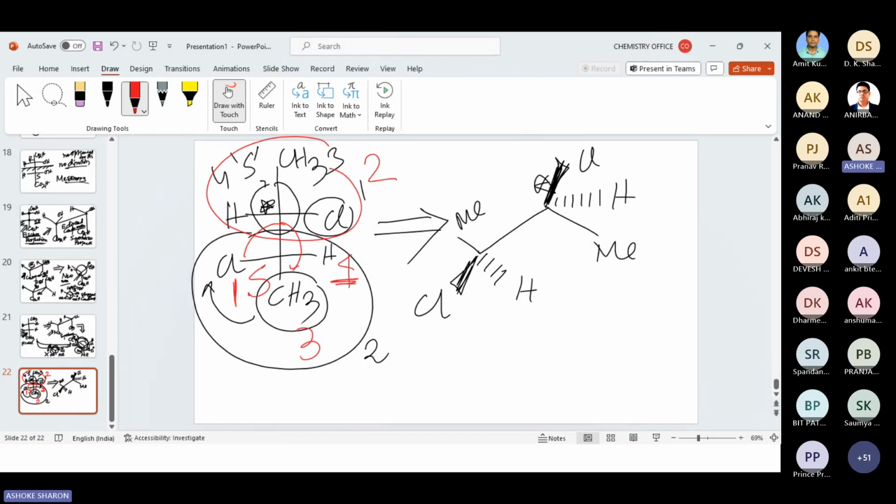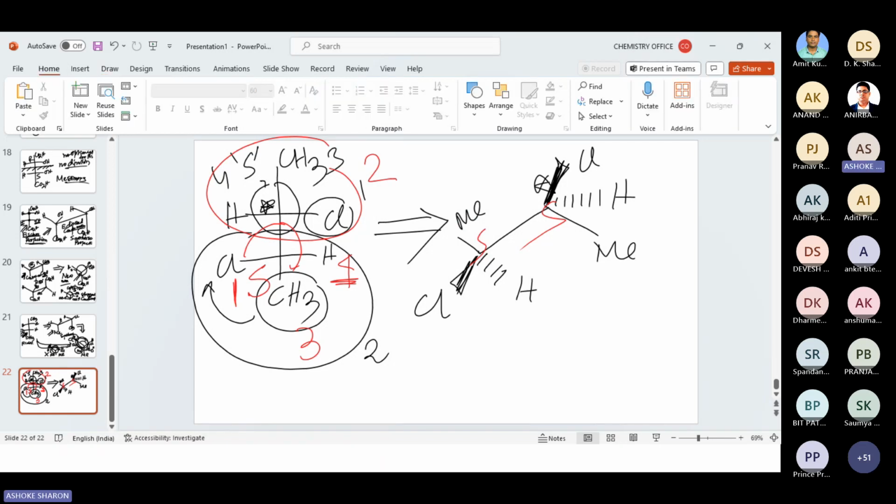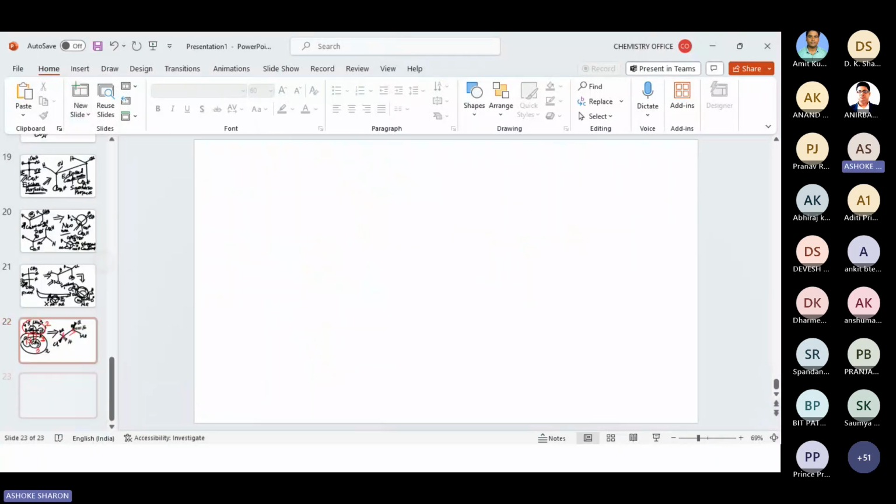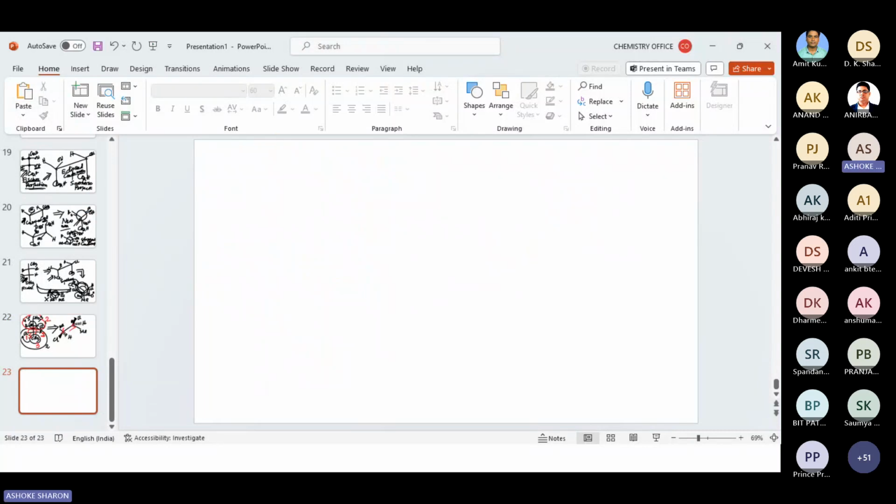So what you are getting is S and S. That means this center is also S and S in your final answer in that particular case. So this is a very interesting point. Now, if I told you to convert from flying wedge formula to the Fischer projection formula, let's talk about an interesting molecule.